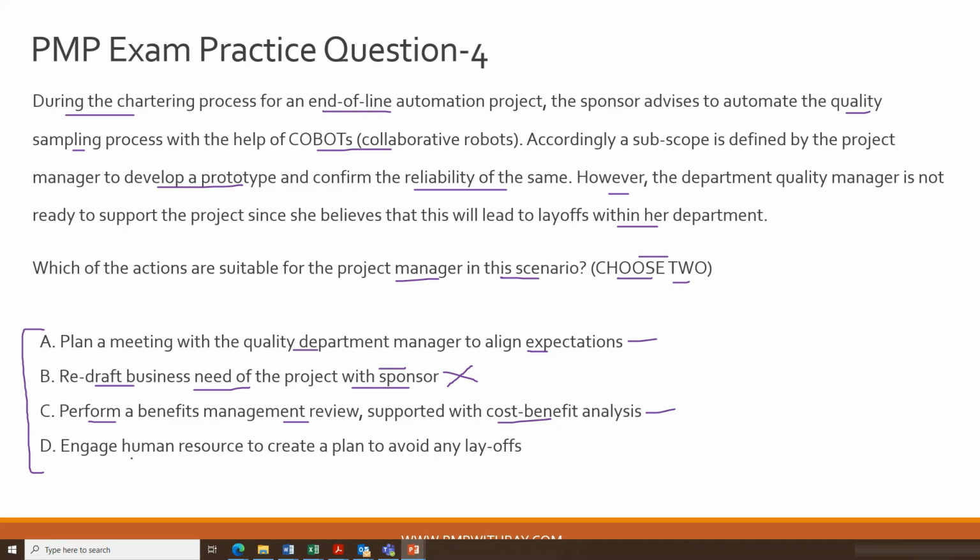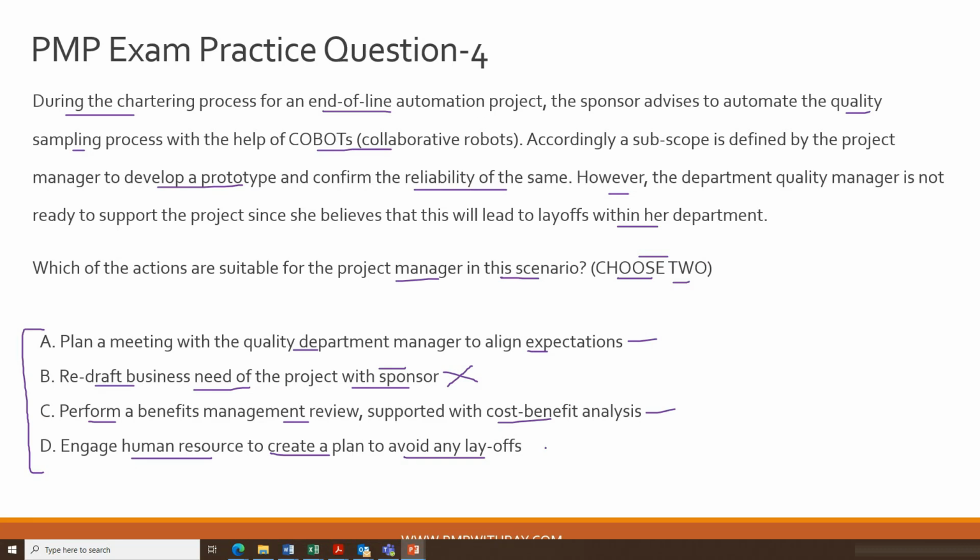Option D, engage human resource to create a plan to avoid any layoffs. Okay. Now that is also a nonsensical option to me, guys, because of two reasons. Number one, it is not a core scope of your project to develop a plan for layoff mitigation. Okay. That is for HR to do. And that is an administrative and operational activity rather than a project activity.